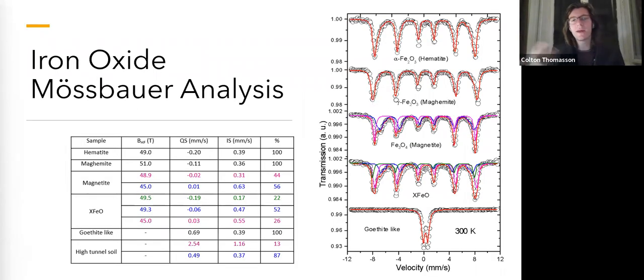Now, continuing on with that same logic, you see another similar graph. However, here there are 5 different phases of iron oxide shown. So to a trained eye, you can actually just look at these peaks and tell how these phases are different. Things you're going to look for are the hyperfine fields, isomer shifts, and quadrupole splitting.